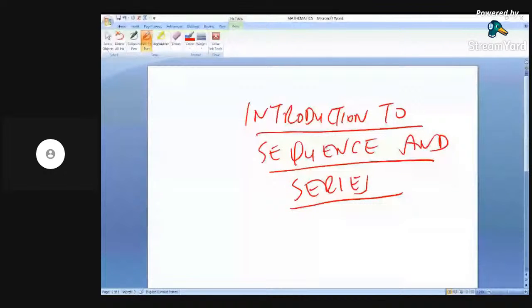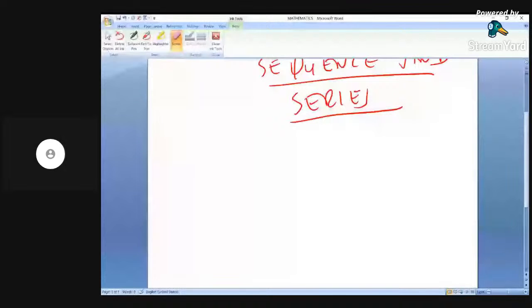So under this topic of sequence and series, first and foremost, we need to know the meaning of sequence, and also we are going to know the meaning of series. So first and foremost, assume you have numbers arranged in a specific order. For example, you have 3, 6, 9, 12, 15, and so forth.